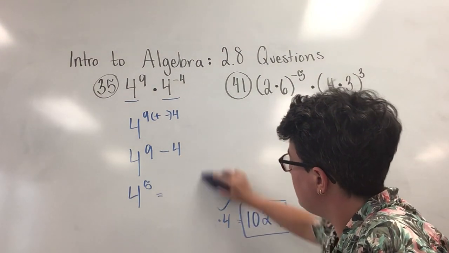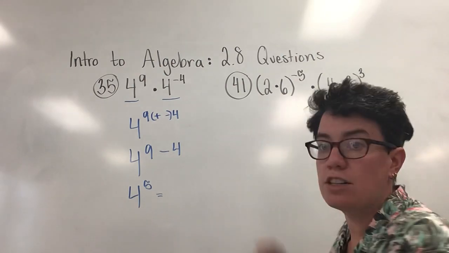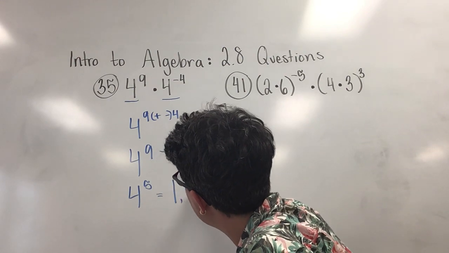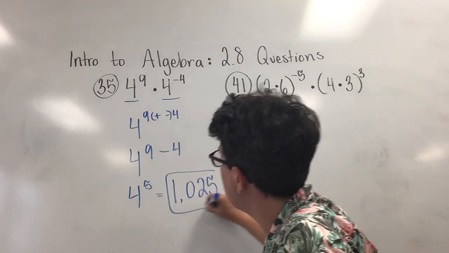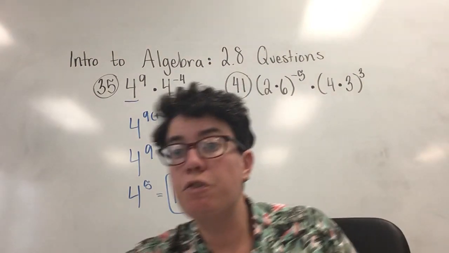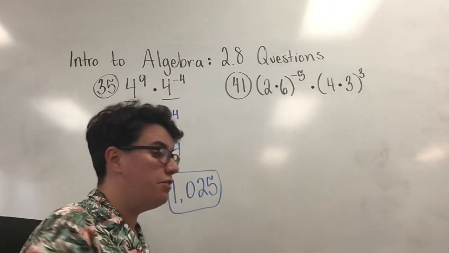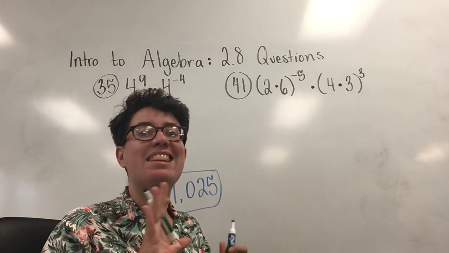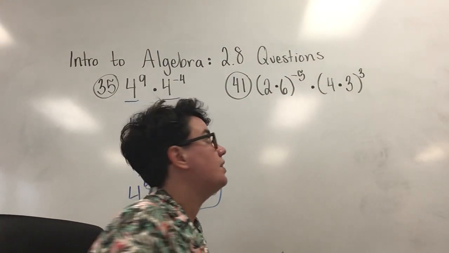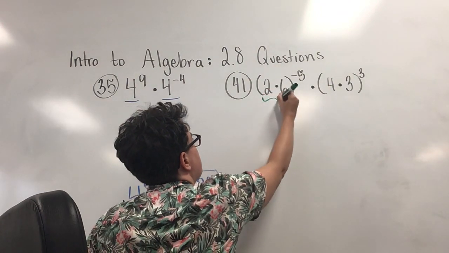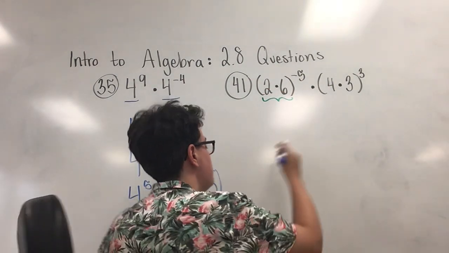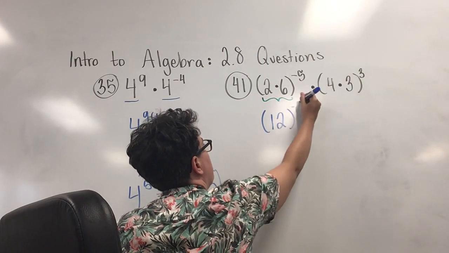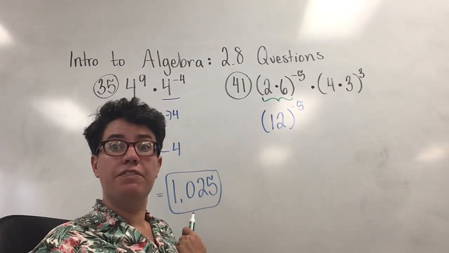I'm going to erase this scratch work here so that I have space to talk about number 41. Now, 41 and a lot of these later problems have parentheses involved. And if you remember our order of operations, if you remember PEMDAS, we want to do our parentheses first and then deal with our exponents. So in this case, my parenthesis is 2 times 6. So when I simplify that, that's 12. And since I only simplified the parenthesis, that's still to the negative 5.